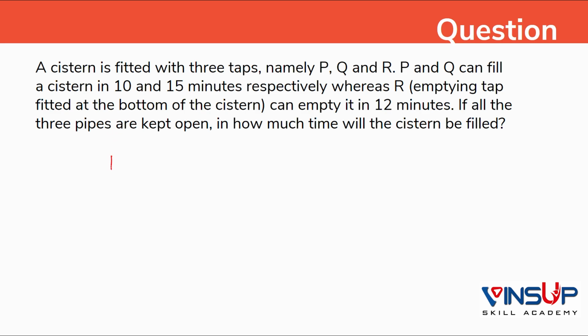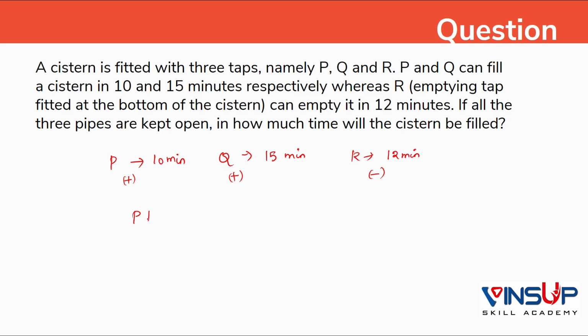So here they have given P is an inlet pipe, it gives water and it takes 10 minutes to fill a cistern. Then Q is also an inlet pipe, it takes 15 minutes to fill the cistern. R is the emptying tank, which means an outlet pipe, it takes 12 minutes to empty the cistern. So we represent P with a plus symbol, Q also plus, R with a negative symbol. The question is, if all the 3 pipes are kept open, in how much time will the cistern be filled?